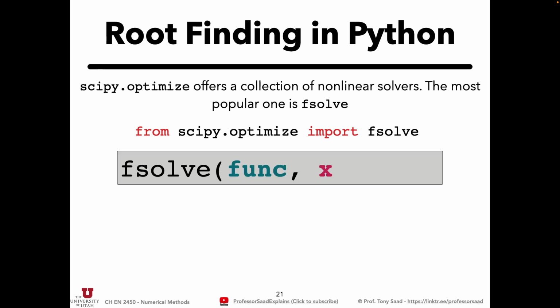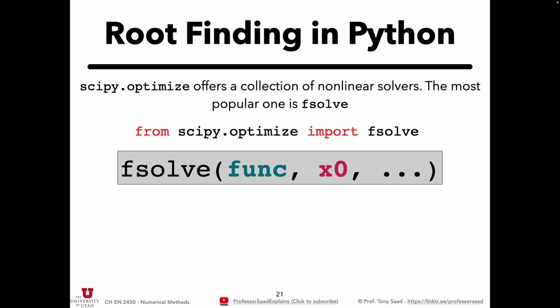Here's the function signature for fsolve. Right now you only need the first two parameters, nothing else. There's probably 10 other parameters, but you don't need any of those. So fsolve will require a minimum of 2 arguments.